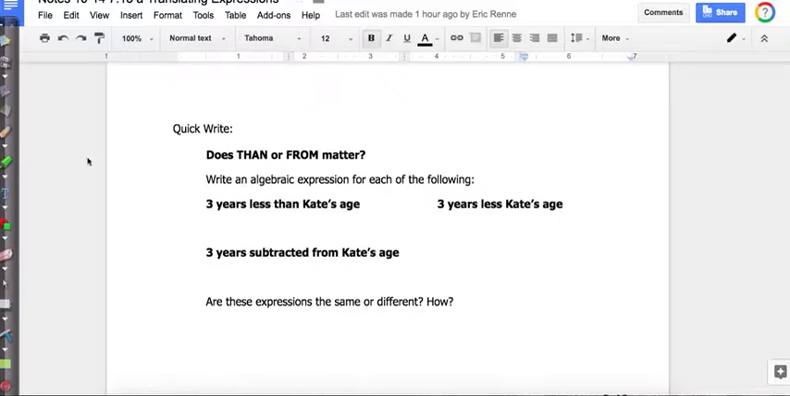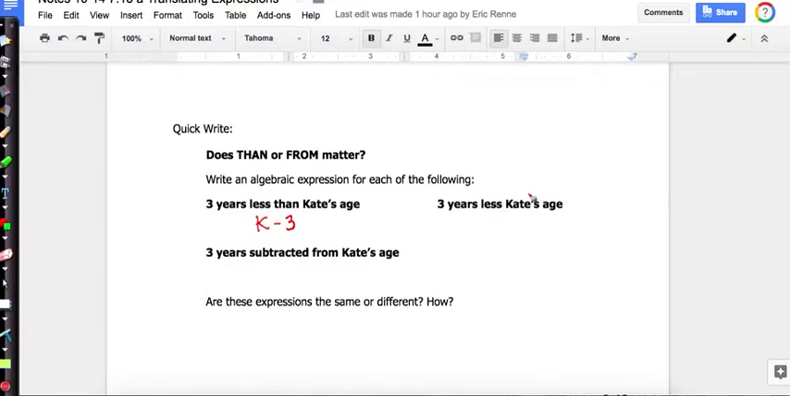So it says, does than or from matter? Write an algebraic expression for each of the following. So it says 3 years less than Kate's age. So the question is, do we write it as 3 minus k or k minus 3? Well, if this says 3 years less than Kate's age, that means we're taking away 3 from Kate's age. So we have to write it k minus 3. So this is what I was talking about, that we're not necessarily writing it the way it looks. Because you might think this is 3 minus k, but we had to put the k in front and the 3 at the end.